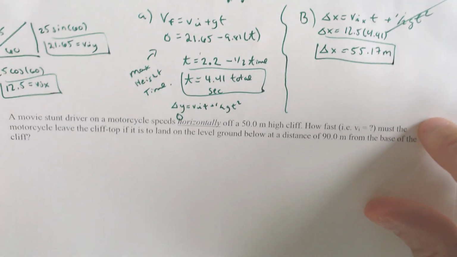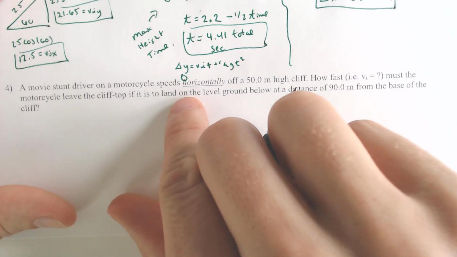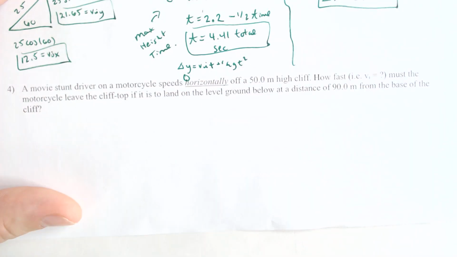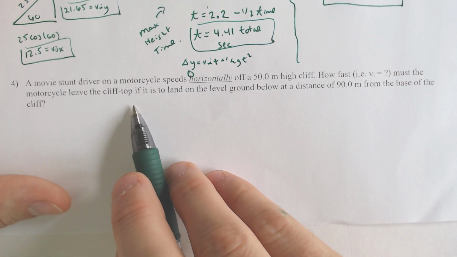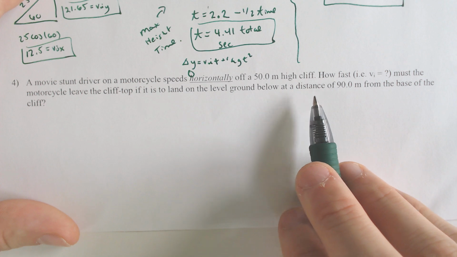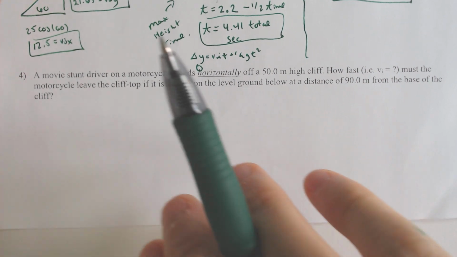All right. A movie stunt driver on a motorcycle speeds horizontally off a 50-meter cliff. Okay, so he's going horizontally. How fast must the motorcycle leave the cliff top if it is to land on level ground below a distance of 90 meters from the base of the cliff? I got to read that one again.